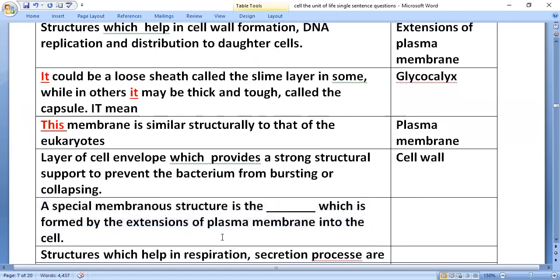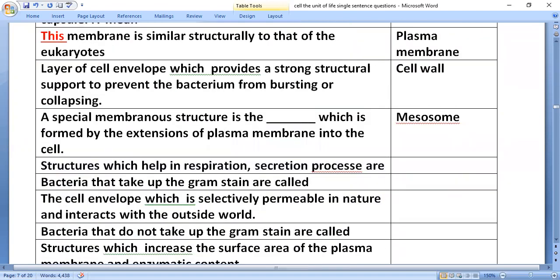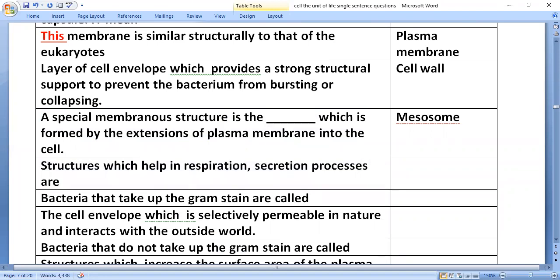A special membranous structure is the mesosome, which is formed by the extensions of the plasma membrane into the cell. These structures help in respiration and secretion processes and are extensions of the plasma membrane.